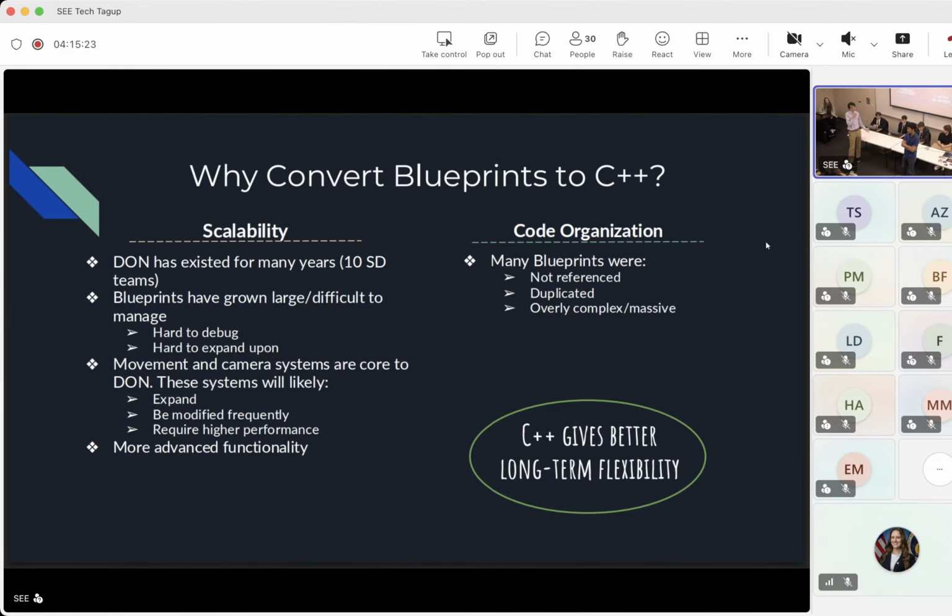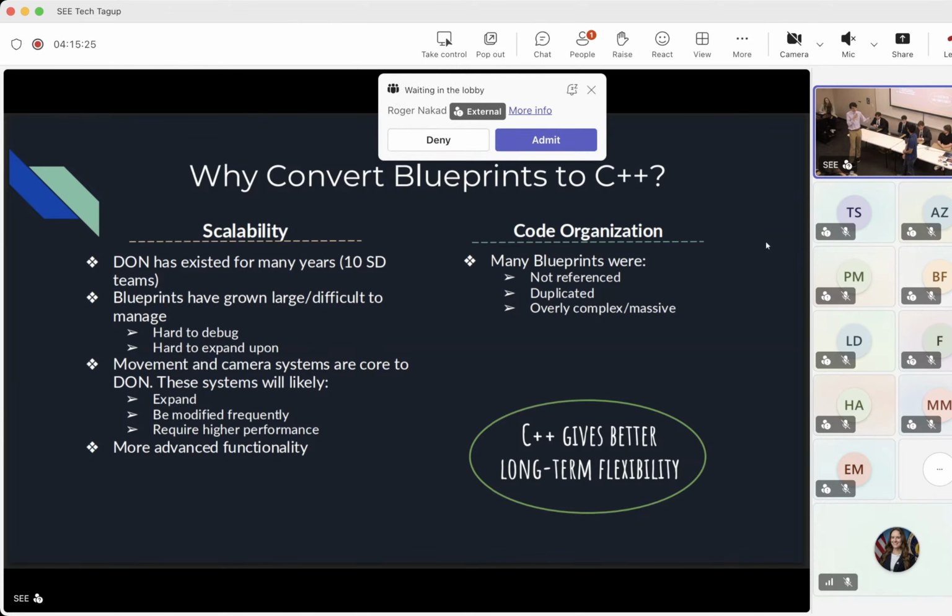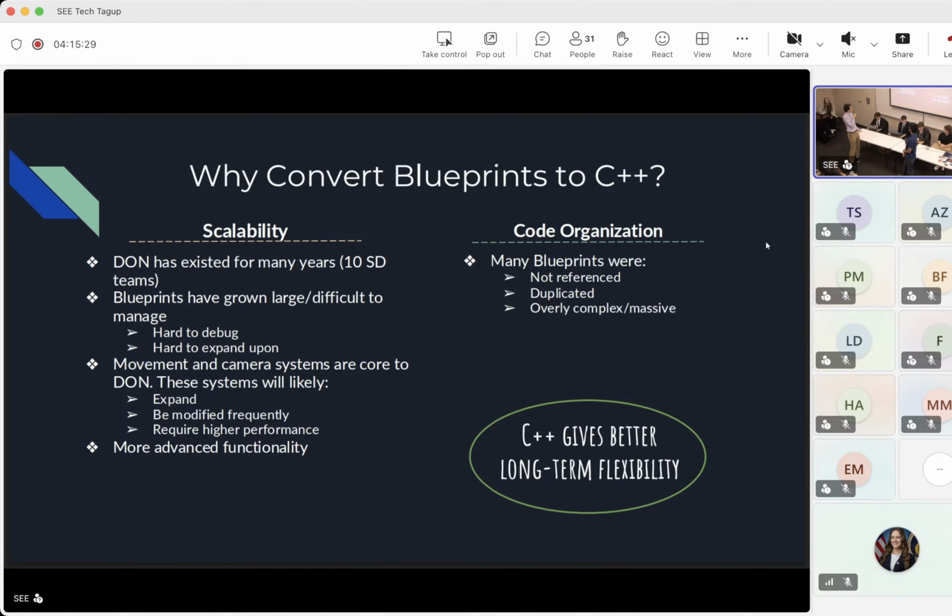They're very hard to scale. It's very hard to keep working on because they are just super lengthy and become difficult to read. So we wanted to convert them to C++ because it gives bigger long-term flexibility. And also, a lot of the blueprints just end up being duplicated throughout the years and just get very complex.